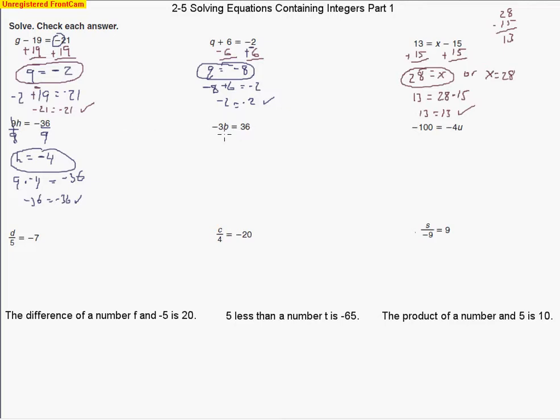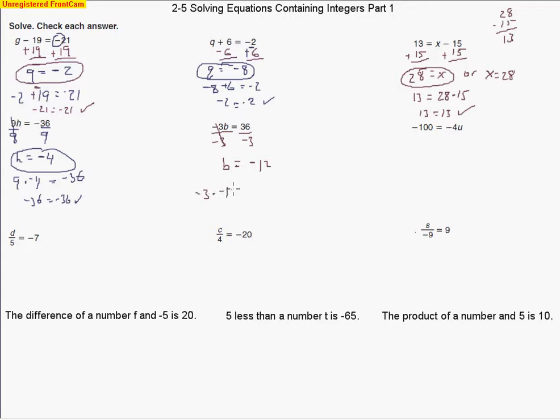Again, negative 3 right next to b means that we're multiplying. So we're going to do an opposite operation. I'm going to divide by negative 3, and since we have the negative signs canceling out, 3's canceling out, we're left with b by itself. Here, negative 3 goes into positive 36 negative times, because one negative makes a negative when we multiply or divide. 3 goes into 3 one time, 3 goes into 6 2 times. So negative 12, well, let's check.